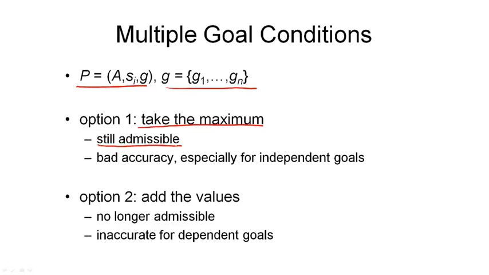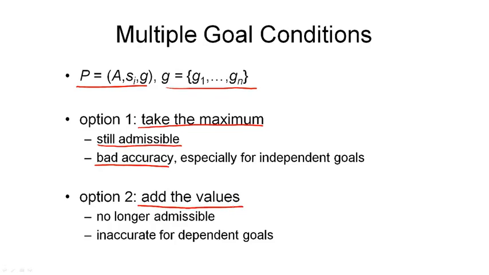In practice, it turns out that this heuristic is very inaccurate, and the problem comes when we have independent goals. For independent goals, the actions we need to achieve these goals often don't overlap much, in which case this heuristic badly underestimates what it takes to get to the goal. The second obvious option, instead of taking the maximum, would be simply to add all the values for the individual goals and combine them in this way.